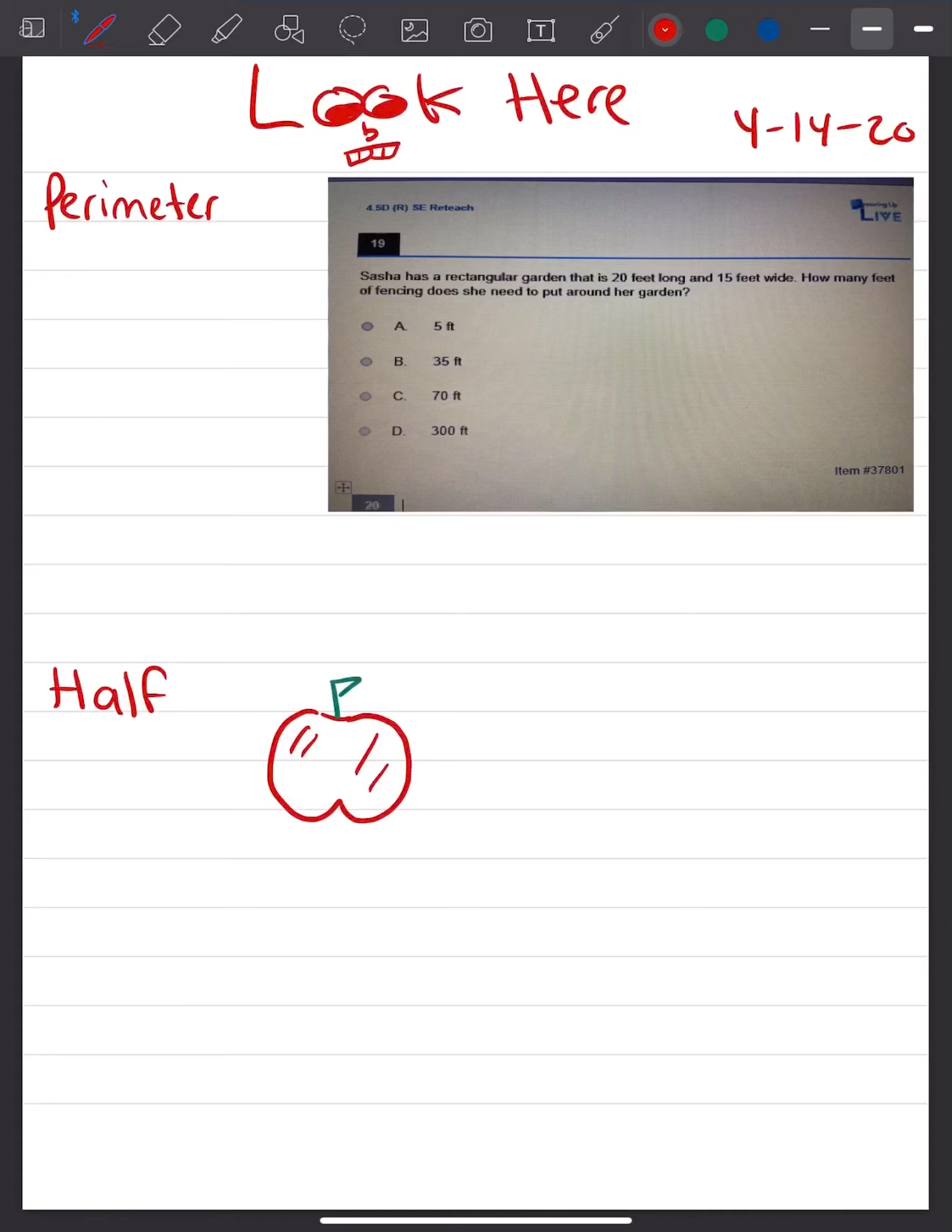So for today's anchor chart, guys, we're quickly going to talk about perimeter. We already did perimeter and area yesterday, but we're going to talk about perimeter real quick. And we're also going to talk about the word half and what it means.